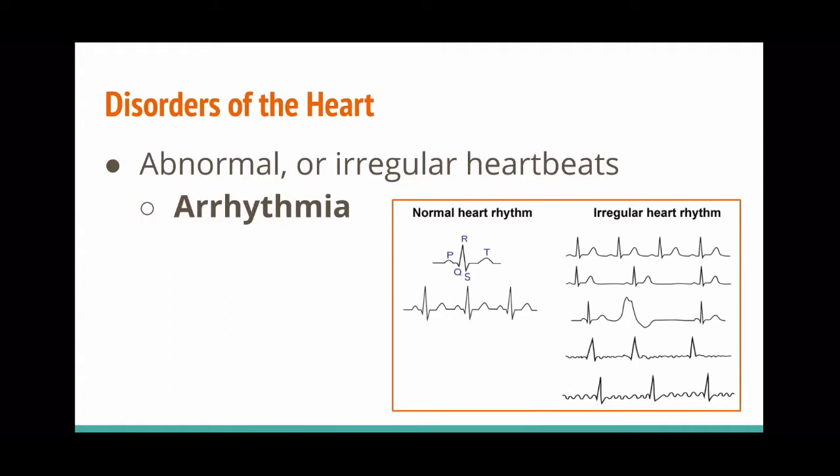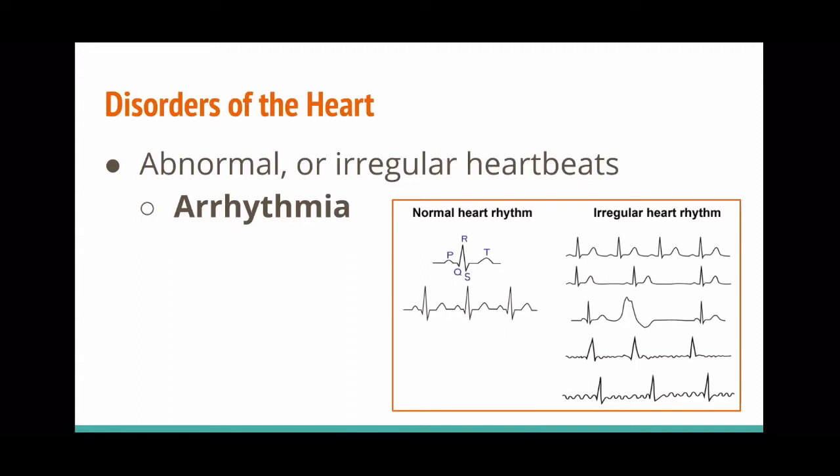So in this video, we are going to start out by looking at some disorders of the heart, and more specifically, we are going to start with abnormal heart rhythms. And there is actually a medical term for abnormal heart rhythms, which is one of your terms for this chapter, and that is arrhythmia. Arrhythmia means abnormal or irregular heartbeats.